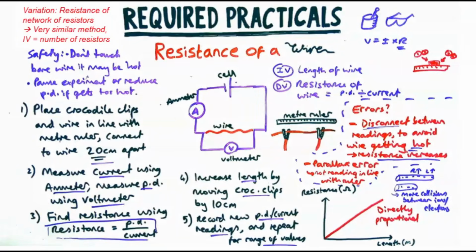Now, different variations of this practical exist where you could be asked to find the resistance of a network of resistors. It's the same method: voltmeter, ammeter, PD divided by current, but this time the independent variable might be the number of resistors. So just be aware of that.